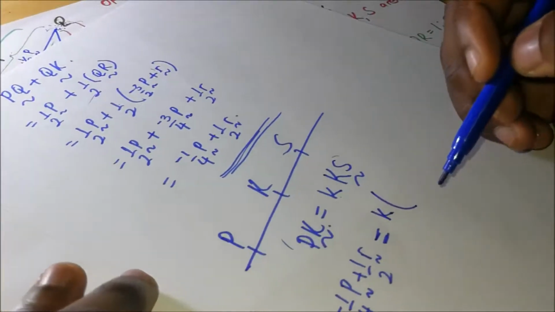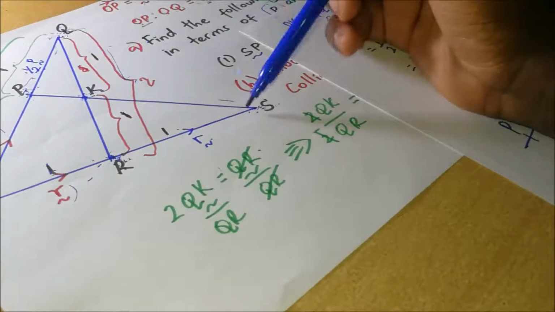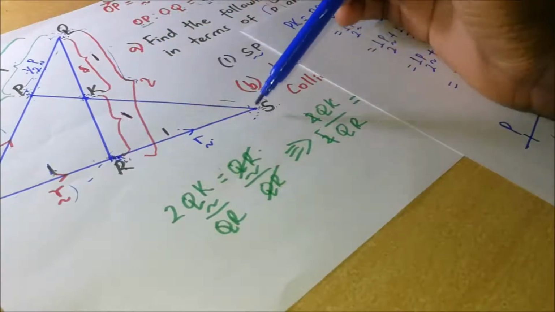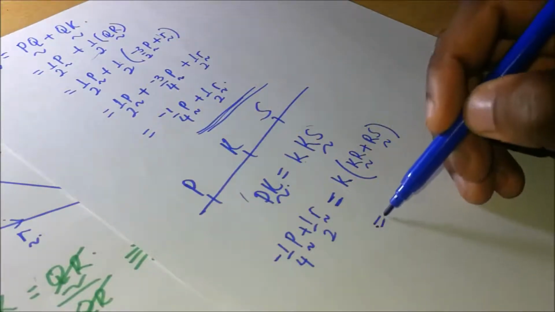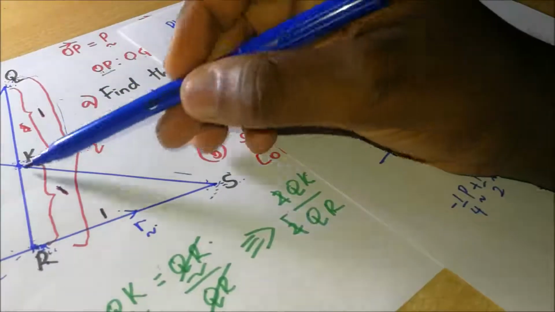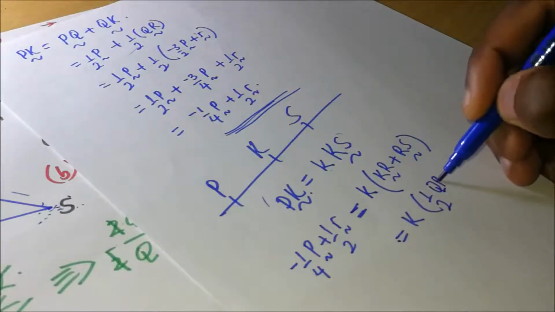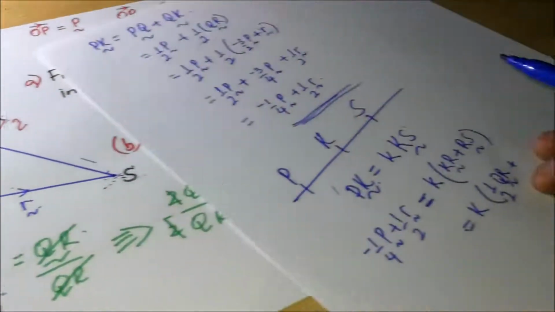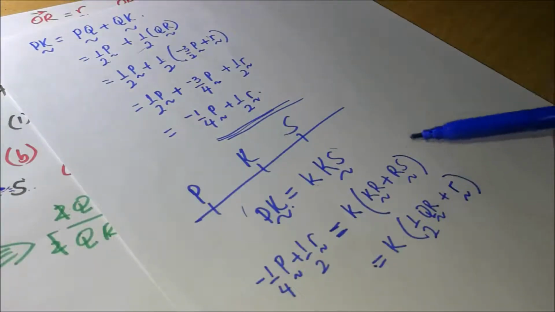Now what is KS? Did we get KS? We didn't get KS at all, but we know that KS is also KR plus RS. So we can find KS. So let's try and find KS. So this is going to become K outside the brackets into what is KR. If I come to my diagram, KR is a half of QR. So KR is a half of QR plus RS. If you come here, RS is R. So RS is R.